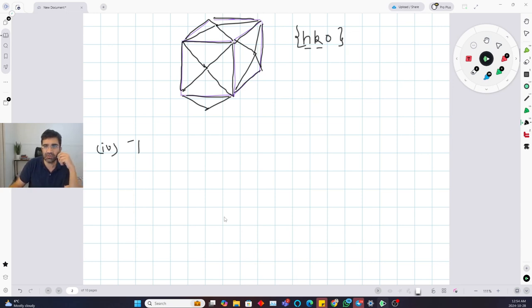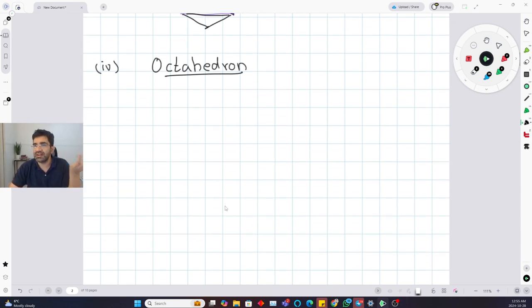The next one that we are going to do is trioctahedron, or even before we go to that, let's simply draw an octahedron. An octahedron, as the name suggests, will have 8 faces, not corners. Okay, corners are 6 only in an octahedron, but it will have 8 faces.